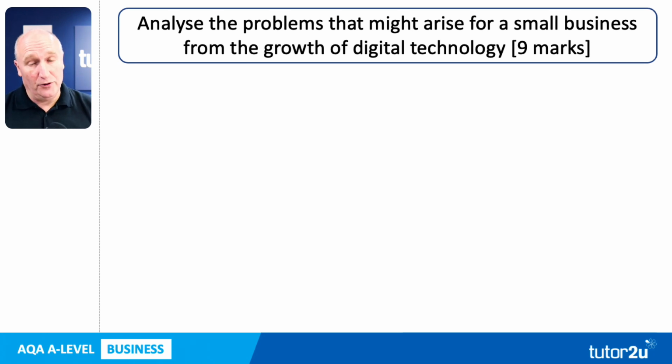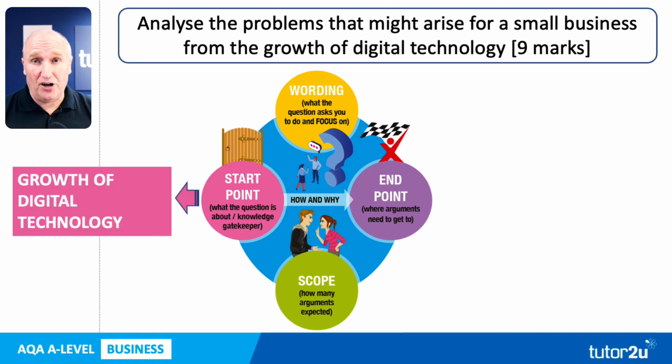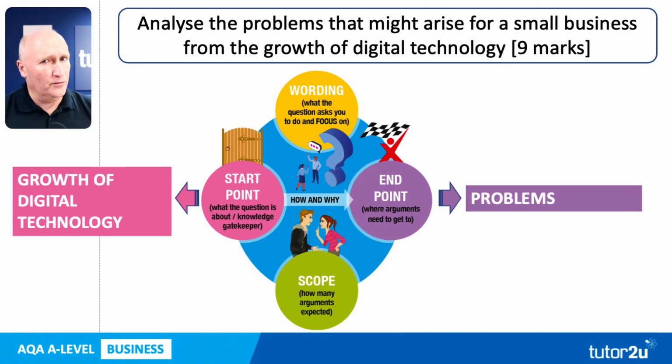As always, if you wish, pause the video to have a think about what that question is asking, how you might respond to it. And as always, we try to unpick the question to work out what the examiner wants from our response. We start with what's the question about, the start point. Hopefully we've picked up that this one is about the growth of digital technology. And our argument or arguments need to get to the problems that might cause the development of digital technology.